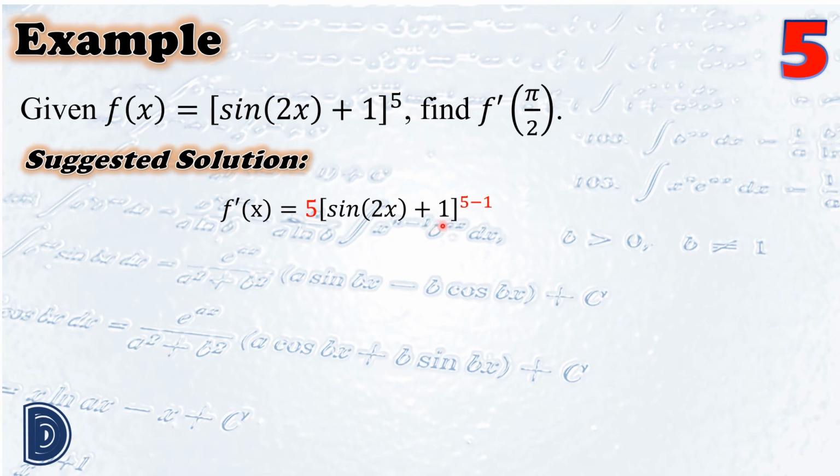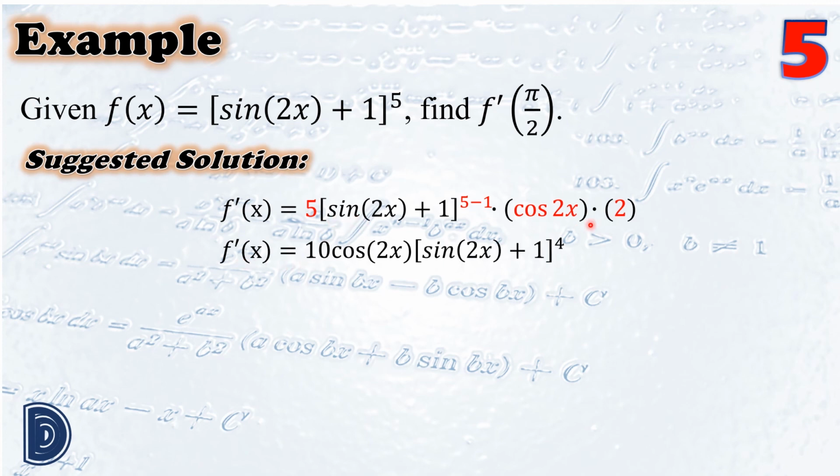Then we're going to multiply this by the derivative of the inside function. The derivative of sine 2x is cosine 2x, and the derivative of 1 is 0. So we multiply this by cosine 2x. Still, we have another function, 2x, and the derivative of that is 2. So we multiply this by 2. Then we have f prime of x is equal to 2 times 5, that will be 10, cosine 2x times (sine 2x plus 1) raised to the 4th power.